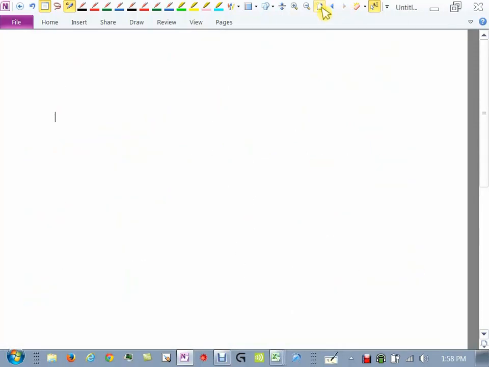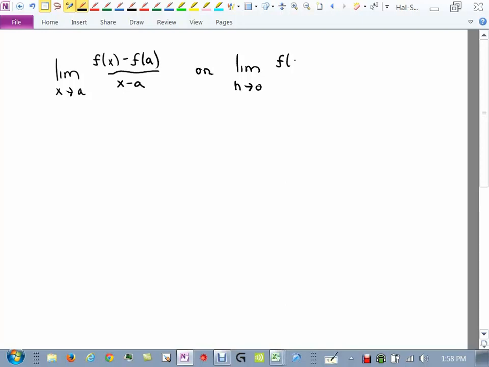So remember our two definitions, limit x approaches a, f of x minus f of a all over x minus a. That's option 1. The other option, limit h approaches 0, f of a plus h, sorry, minus f of a all over h. Okay, we are going to do this one now, to get that slope.